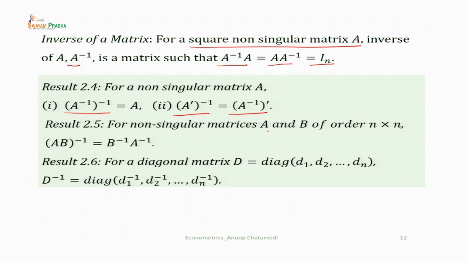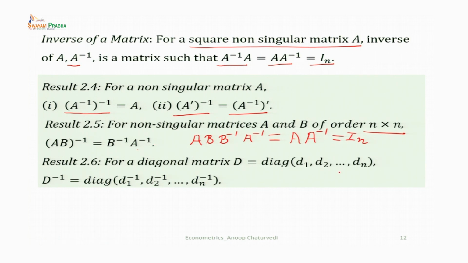Again, if A and B are two non-singular matrices of order n cross n, so both A and B are non-singular square matrices and both are of same order, then A B inverse is equal to B inverse A inverse. You can easily verify this result. You simply multiply A B by B inverse A inverse, and B B inverse is equal to identity matrix. So, you get A A inverse, again A A inverse is equal to identity matrix. So, A B inverse is equal to B inverse A inverse.